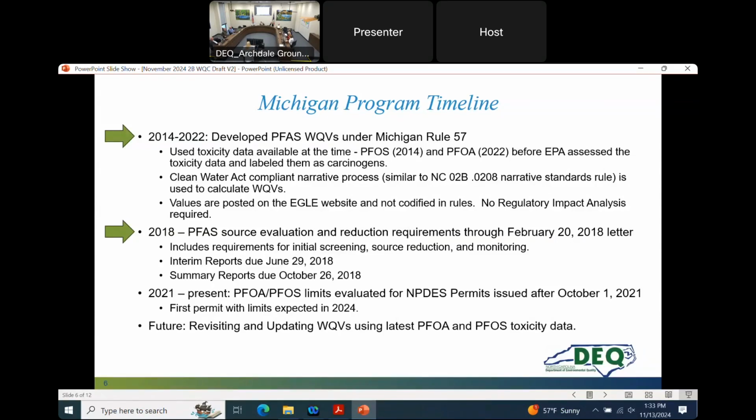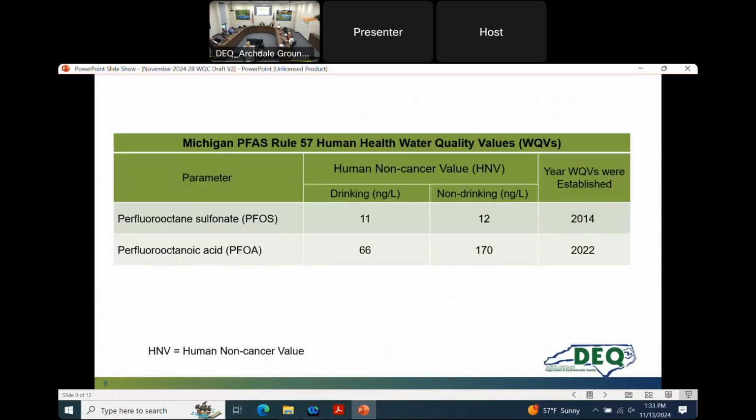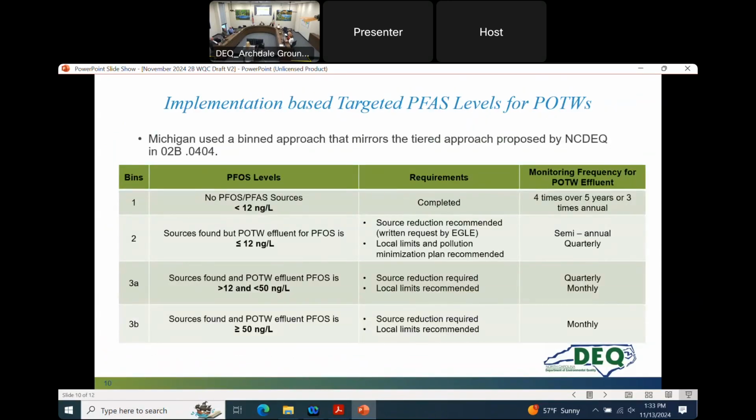I'm going to skip to slide 9 and then go back to 6. On this slide, the state decided to provide guidance to the POTWs on how you would implement this program. And it pertains to direct dischargers as well. If they have no PFAS, no sources of it showing greater than 12, and the POTW is less than 12, they said, you did what we need you to do, just keep sampling annually and show that it's not there.